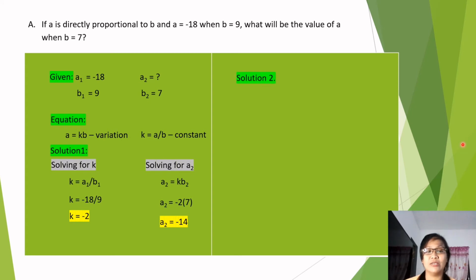Next, solution using ratio and proportion. So we have A sub 1 over B sub 1 is equal to A sub 2 over B sub 2. Then substitute. Our A sub 1 is negative 18 divided by B sub 1 is 9 is equal to A sub 2, which is our unknown, divided by B sub 2, which is 7. Then cross product. 9 times A sub 2 and then 7 times negative 18. So we have 9 A sub 2 is equal to negative 18 times 7.